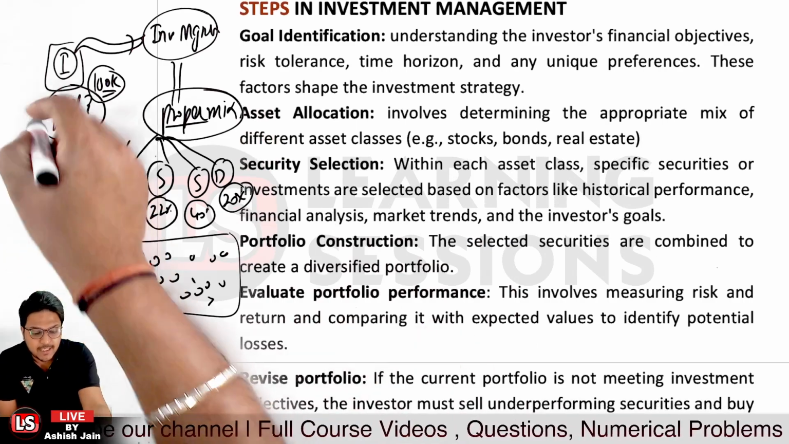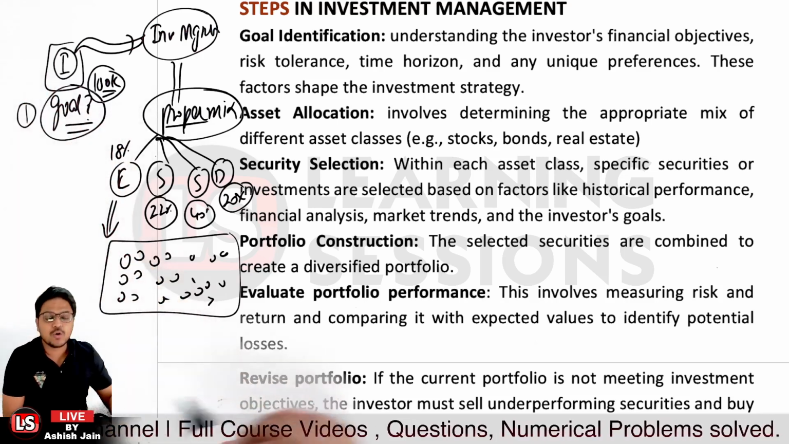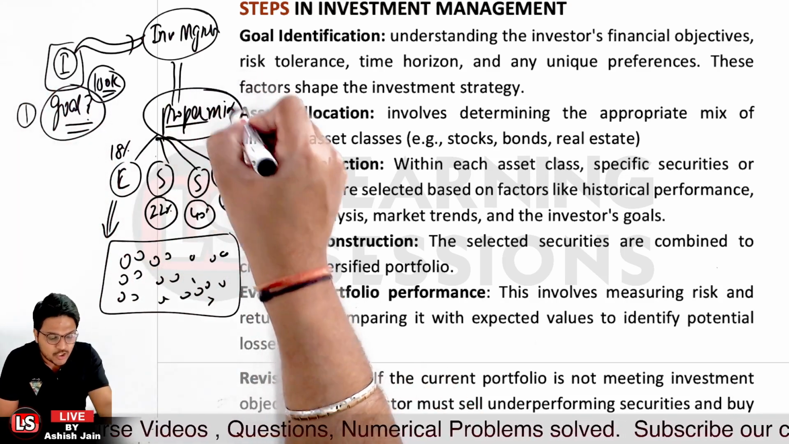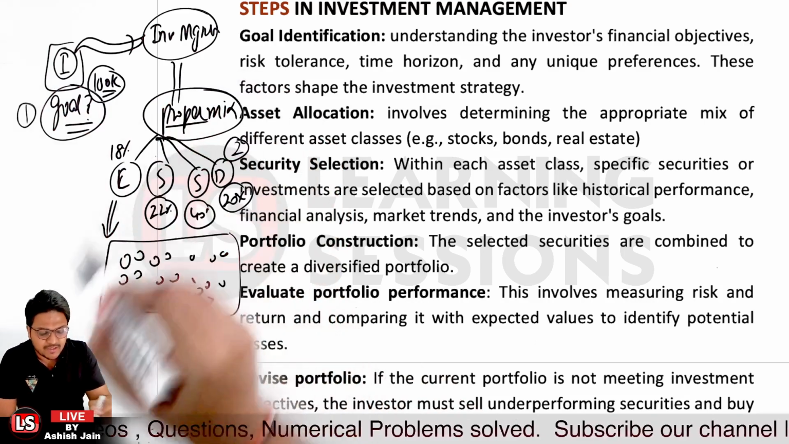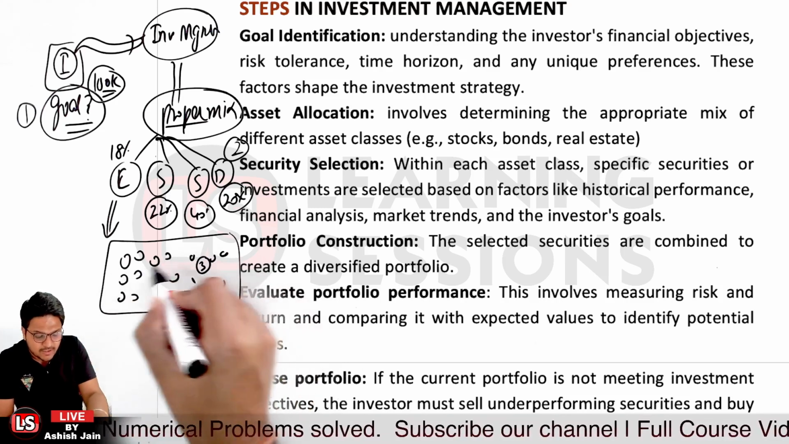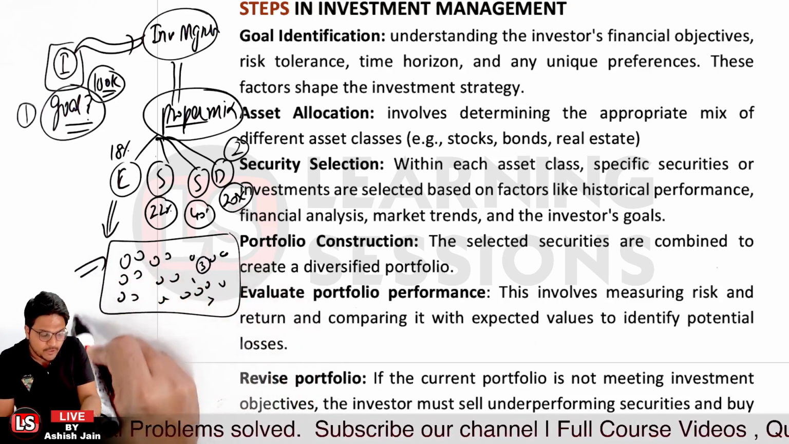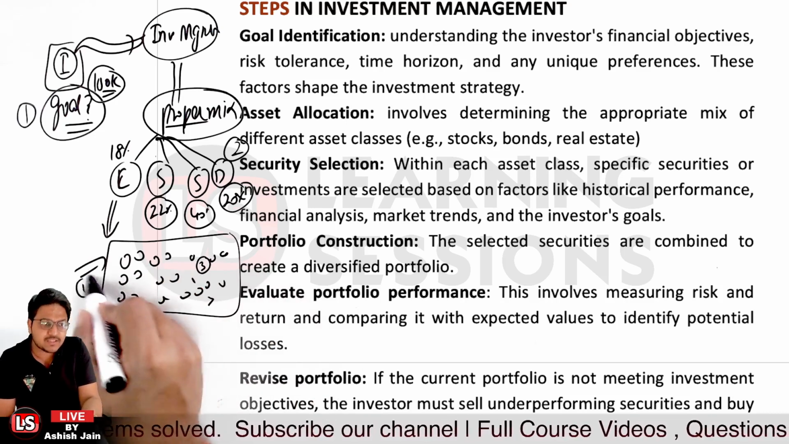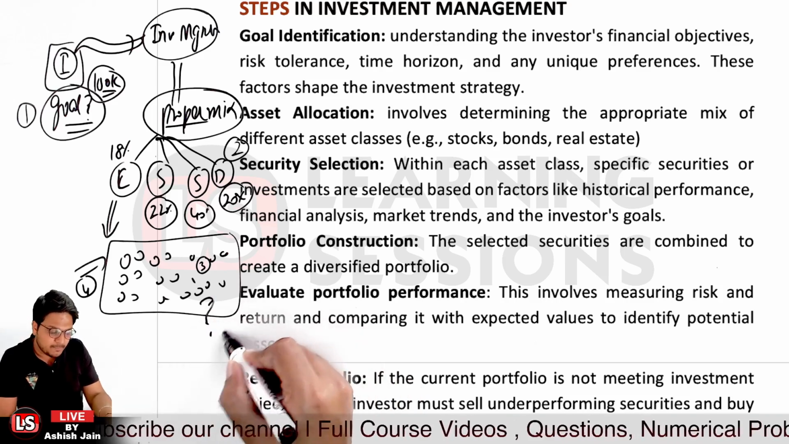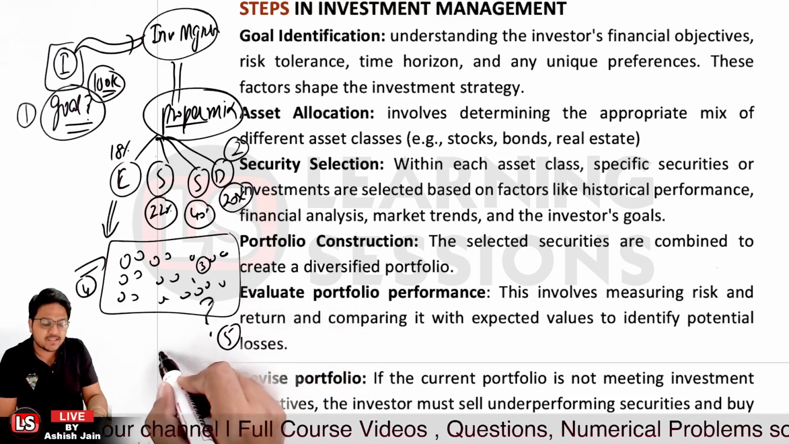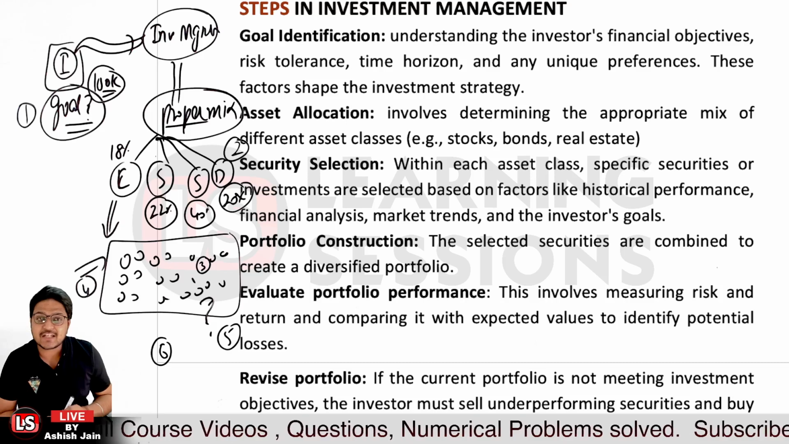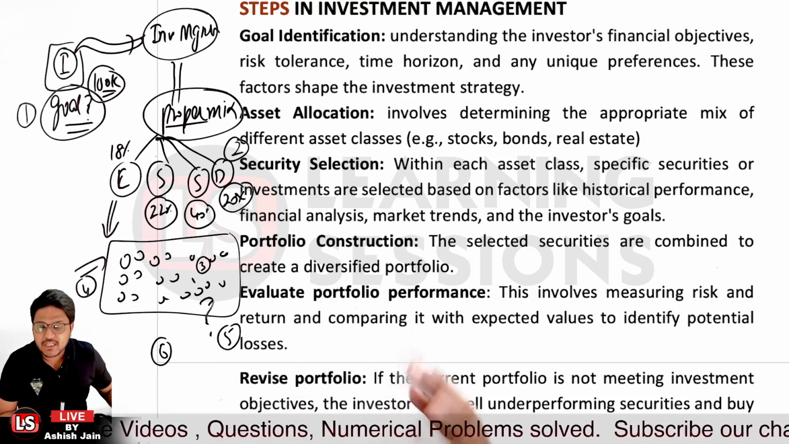So the first step is goal selection or goal identification. The other one is asset allocation. Third is security selection, and based upon security selection we create a portfolio. That's the fourth step. The fifth one is evaluating the performance of this portfolio. And the sixth one is revising the portfolio based upon its pros and cons. That's the investment management steps.